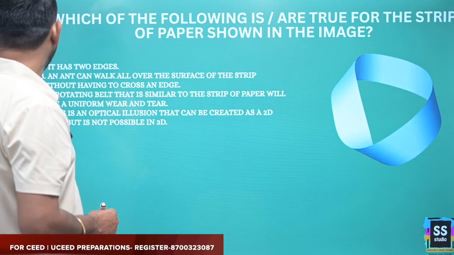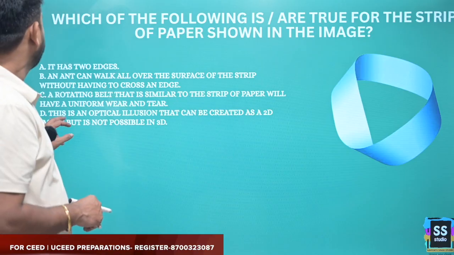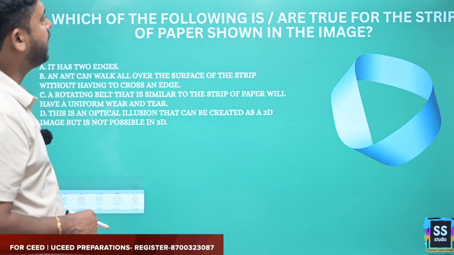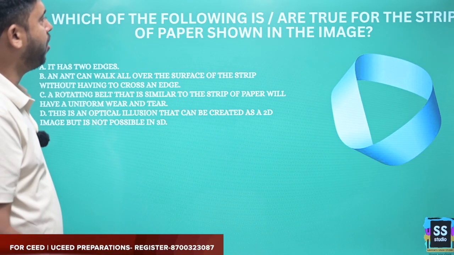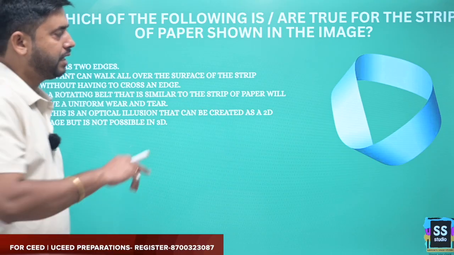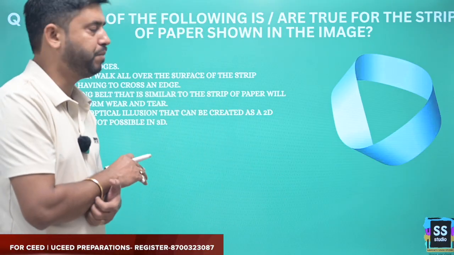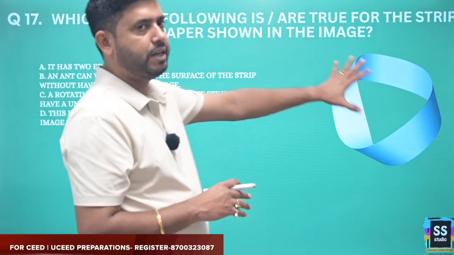Next question, question number 17. Again, it's an MSQ. The question says, which of the following is or are true for the strip of paper shown in the image? Now, you all can see here that this is a kind of 3D image which is put down in 2D on a piece of paper, but this is a 3D image, right?